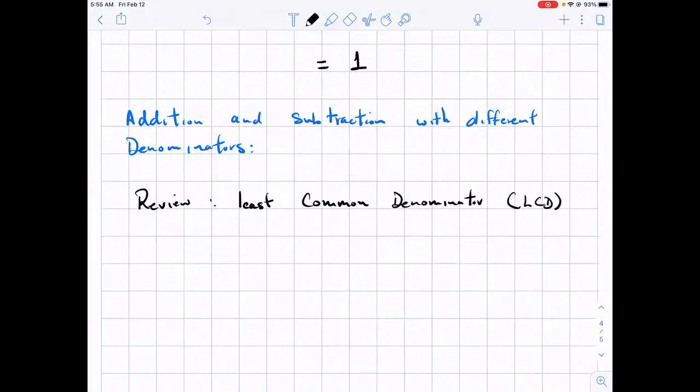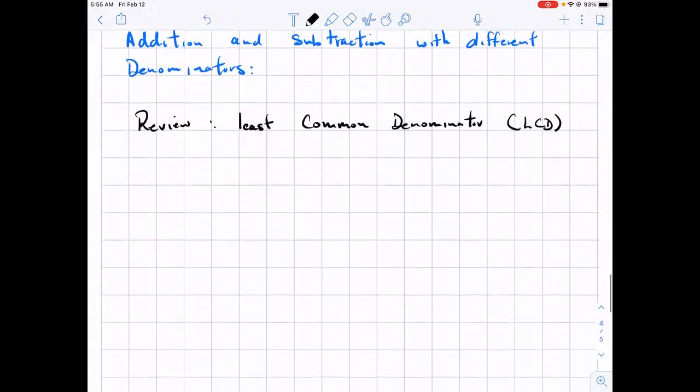Now the least common denominator for a set of denominators is the smallest expression that is divisible by each of the denominators. So in addition and subtraction of rational expressions, it would be nice if you find the least common denominator. But if you don't, then it's okay. You can just find a common denominator. It just means at the end of the problem, you will have to simplify this.